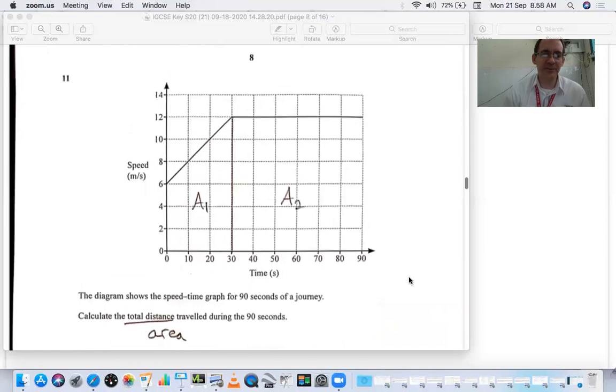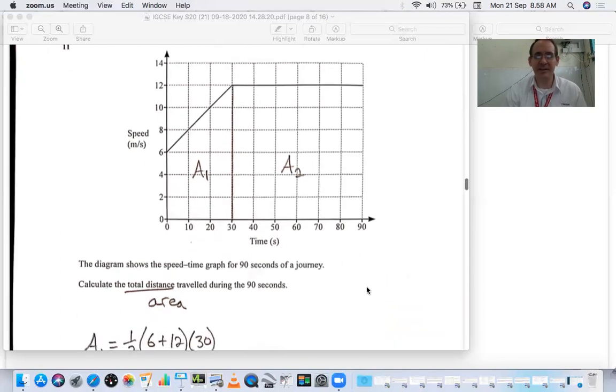Down here we have a speed time graph or velocity time graph, and it's asking for the total distance. And total distance on a velocity time graph is the area underneath the curve.